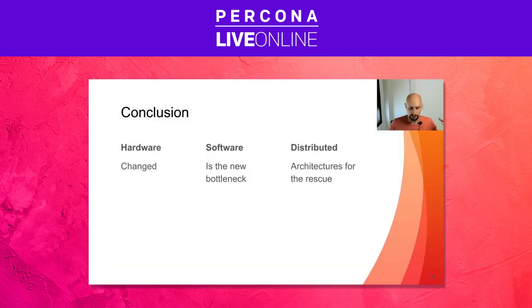So in conclusion, in order to fully utilize the hardware that has gone through a lot of changes in the last 20 years, we need to understand that software is now the bottleneck of most of the things that we use. And if we want to fully utilize the hardware, we need a different software architecture that's basically a distributed system even within a single server.